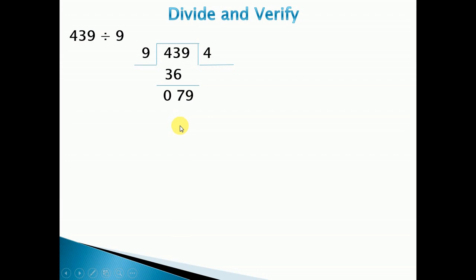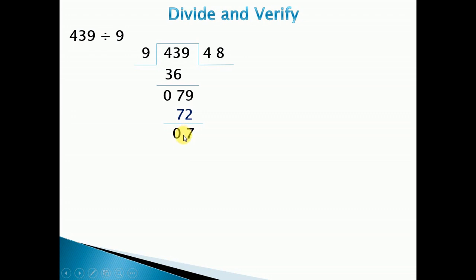So here we again compare 79 and 9. Here 79 is greater than 9. So we can divide 79 by 9. The nearest product to 79 in the table of 9 is 72. So we know that 9 into 8 is equal to 72. We write 8 in the quotient and 72 under 79 and subtract 72 from 79, which is equal to 7.